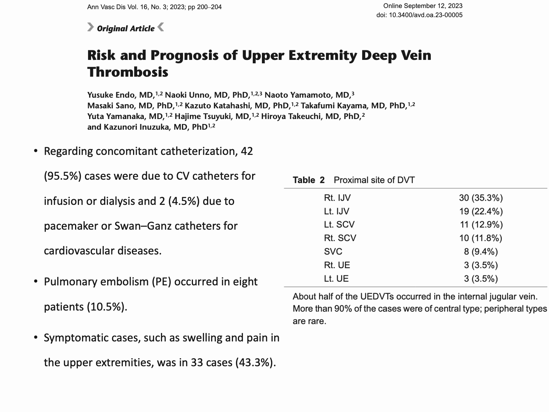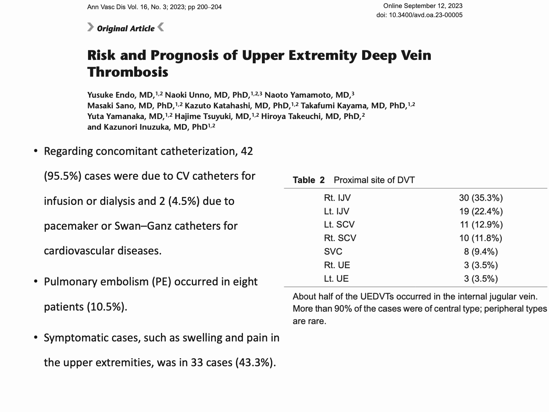Pulmonary embolism was reported in about 10.5% of patients, and as far as symptomatic cases go, such as swelling and pain in the upper extremity, almost 43.5% of patients had some form of symptomatic complication.